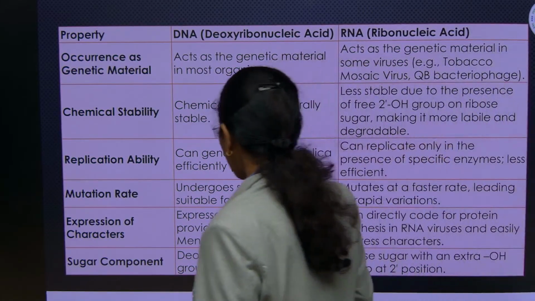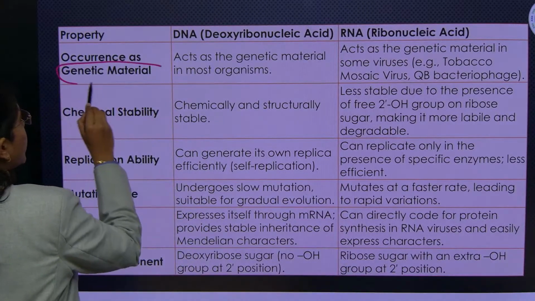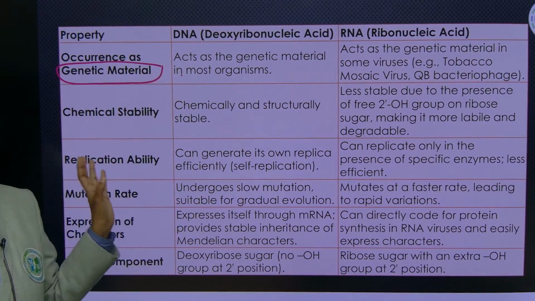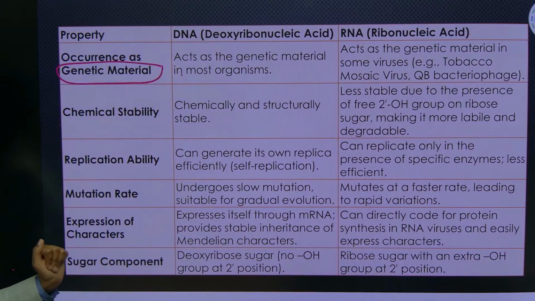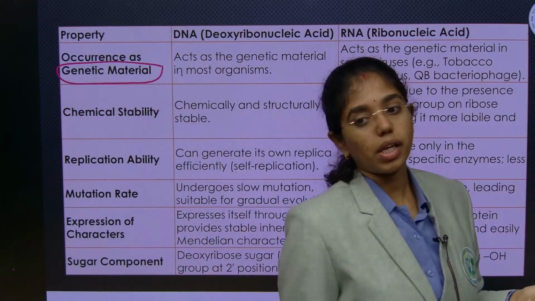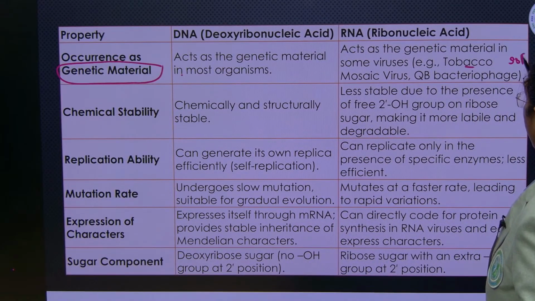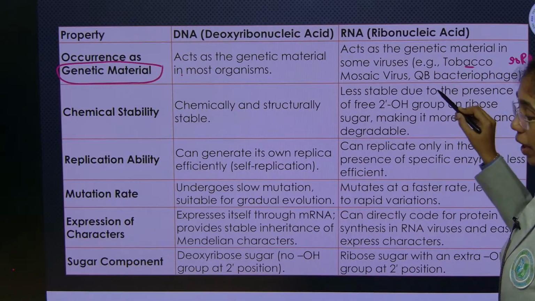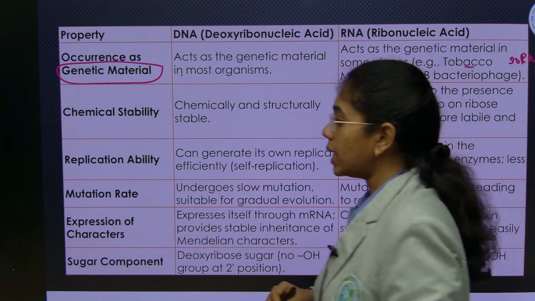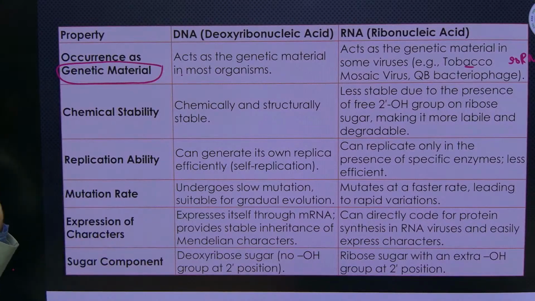First you see the occurrence of genetic material. DNA acts as genetic material in most of them, even in bacteria and in eukaryotic cells. RNA also acts as genetic material in a few viruses, like tobacco mosaic virus, which has single stranded RNA. And one more example is Qβ bacteriophage. Second is chemical stability. DNA is chemically and structurally stable.